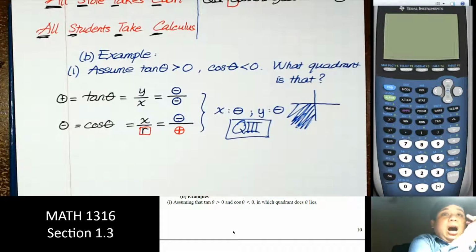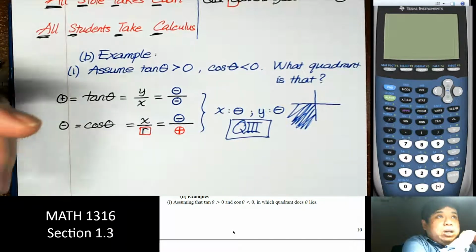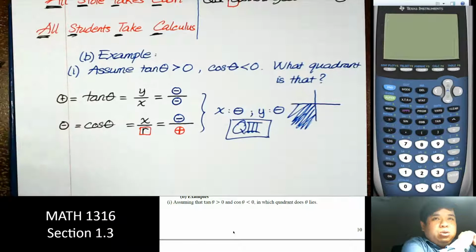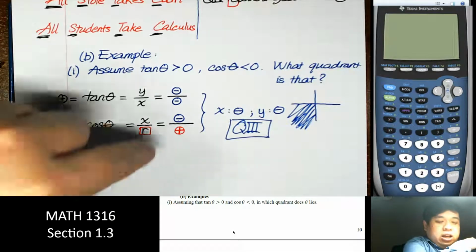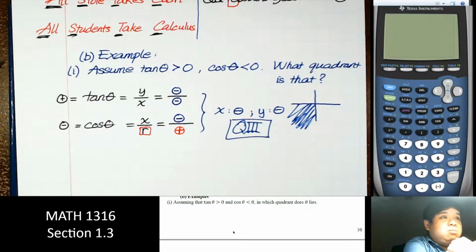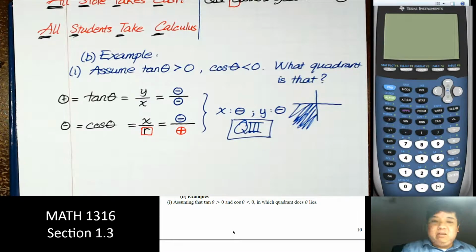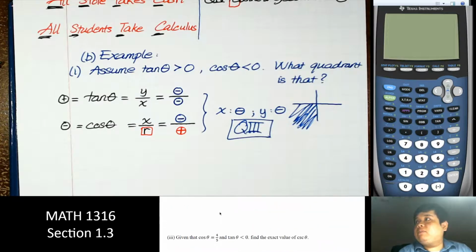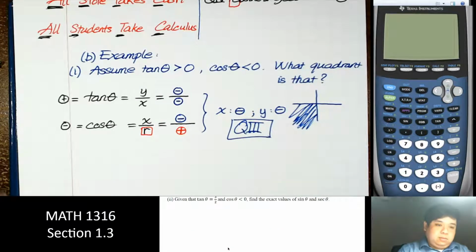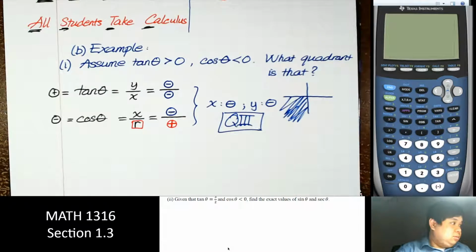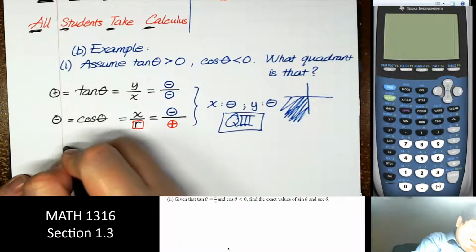Like I said, always go back to the definition using just simple x, y, and r. And the reasoning here is very easy. Remember, r is always positive. That's the only thing for sure. X and y could be negative, could be positive. Right, next.